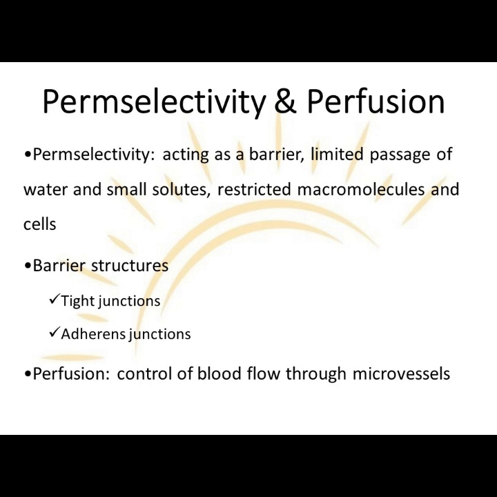Permselectivity and perfusion. Permselectivity, the ability of the EC lining to act as a barrier. It allows limited passage of water and small solutes but restricts the movement of macromolecules and cells. Barrier structures. Tight junctions. In arterioles and capillaries, they prevent the paracellular passage of macromolecules.